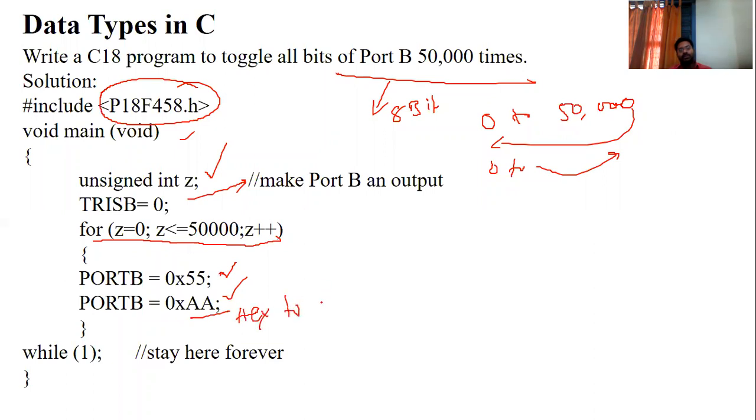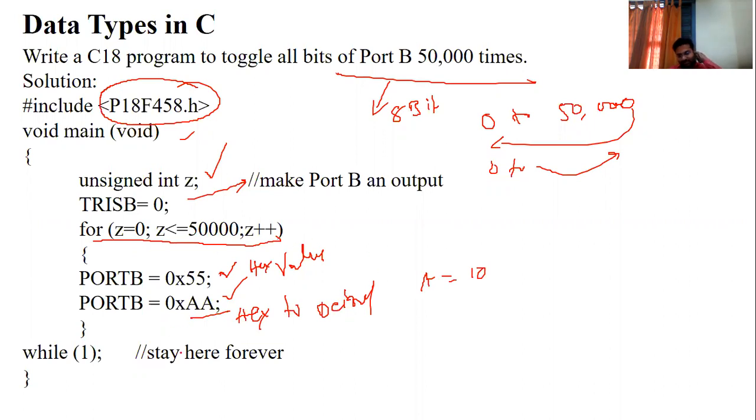So we can convert this hex to decimal. Remember, this A here is also a hex value, and 55 is also a hex value. So this A is nothing but the decimal value 10. So it can toggle the value.